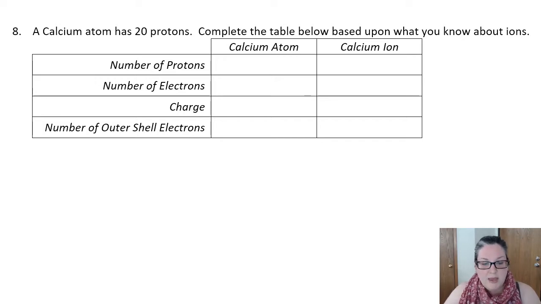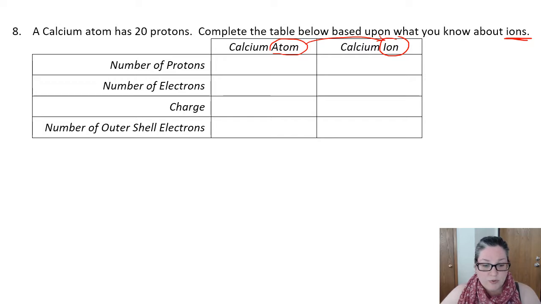So calcium has 20 protons. Complete the table below based on what you know about ions. So what we're doing, we are turning a calcium atom into a calcium ion, which gives it different properties, and it means it has different numbers of electrons.